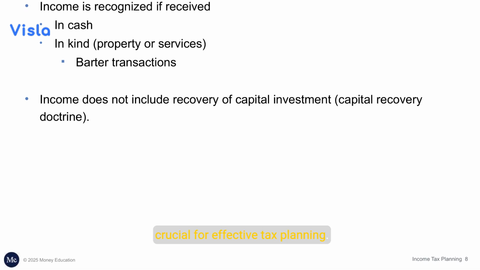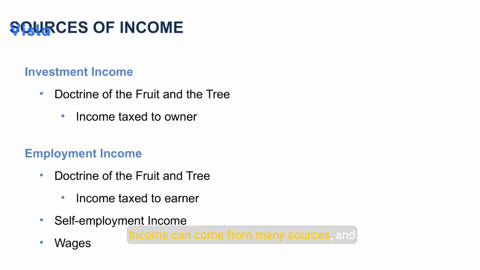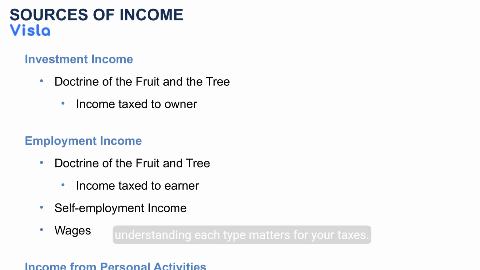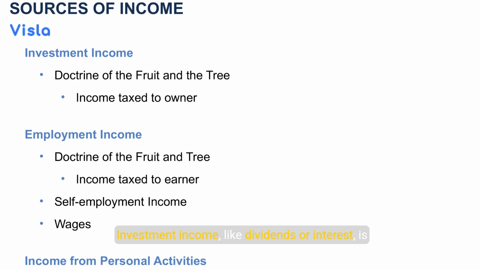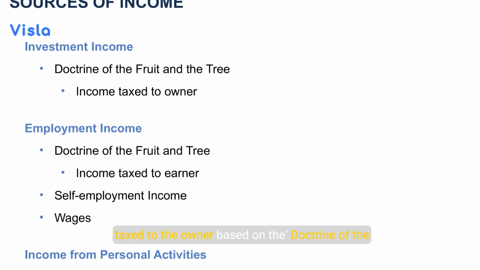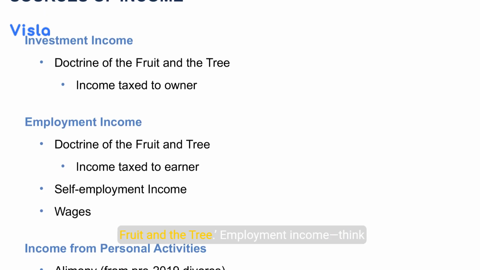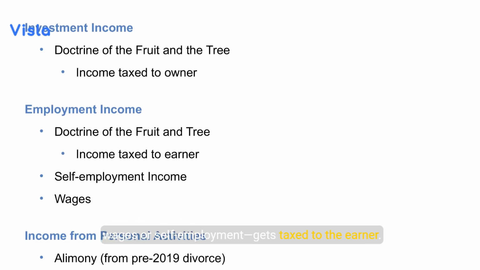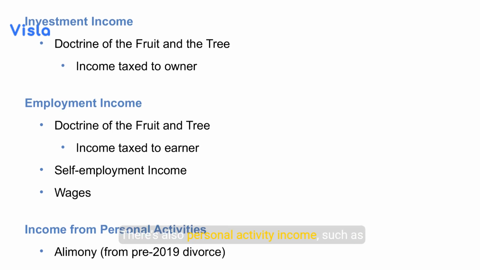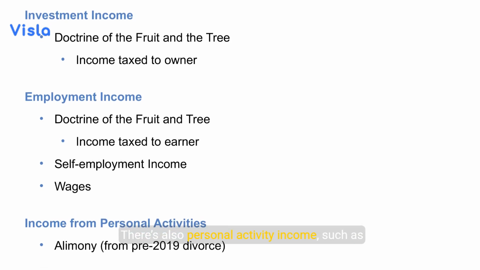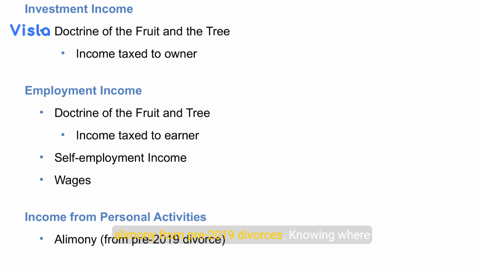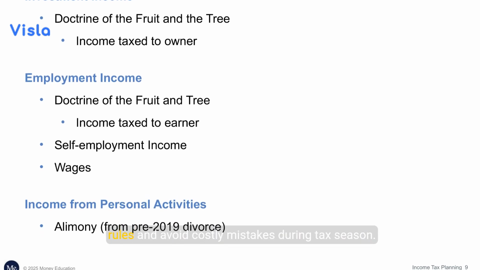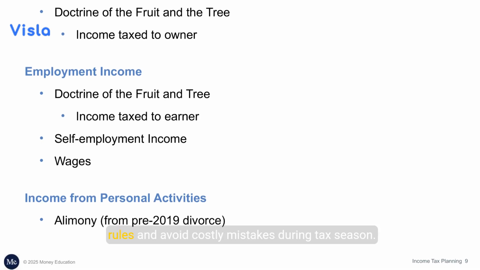Income can come from many sources, and understanding each type matters for your taxes. Investment income, like dividends or interest, is taxed to the owner based on the doctrine of the fruit and the tree. Employment income, think wages or self-employment, gets taxed to the earner. There's also personal activity income, such as alimony from pre-2019 divorces. Knowing where your income comes from helps you apply the right rules and avoid costly mistakes during tax season.